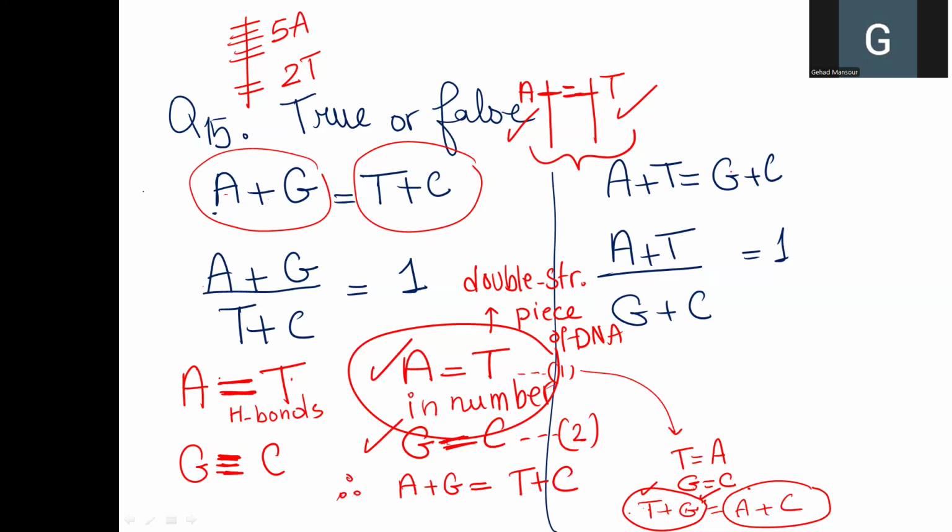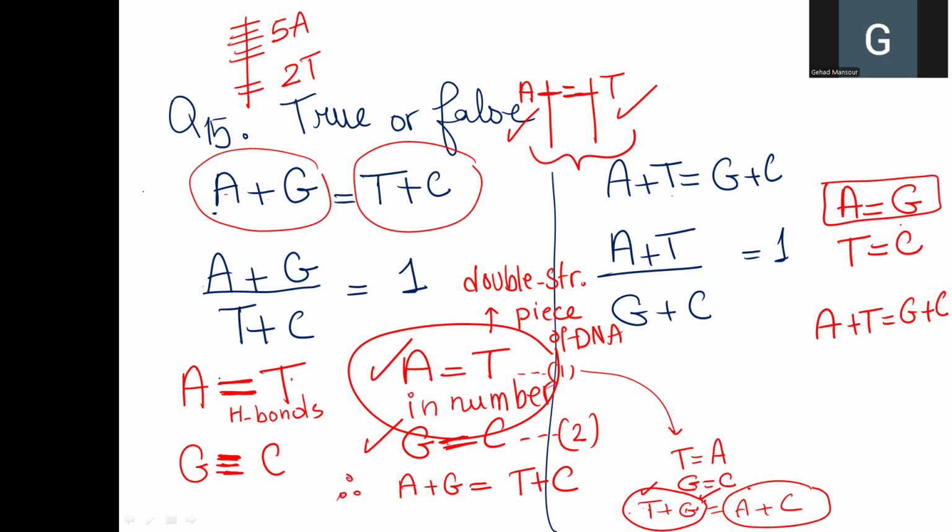But what cannot be correct is this. We cannot say that A plus T equals G plus C, because this necessitates that A, for example, equals G and T equals C. In such a case, yes, A plus T equals G plus C. But you can never guarantee, even in a double-stranded piece of DNA, that adenine equals guanine, because there is nothing to force them to be equal since they do not base pair with each other.